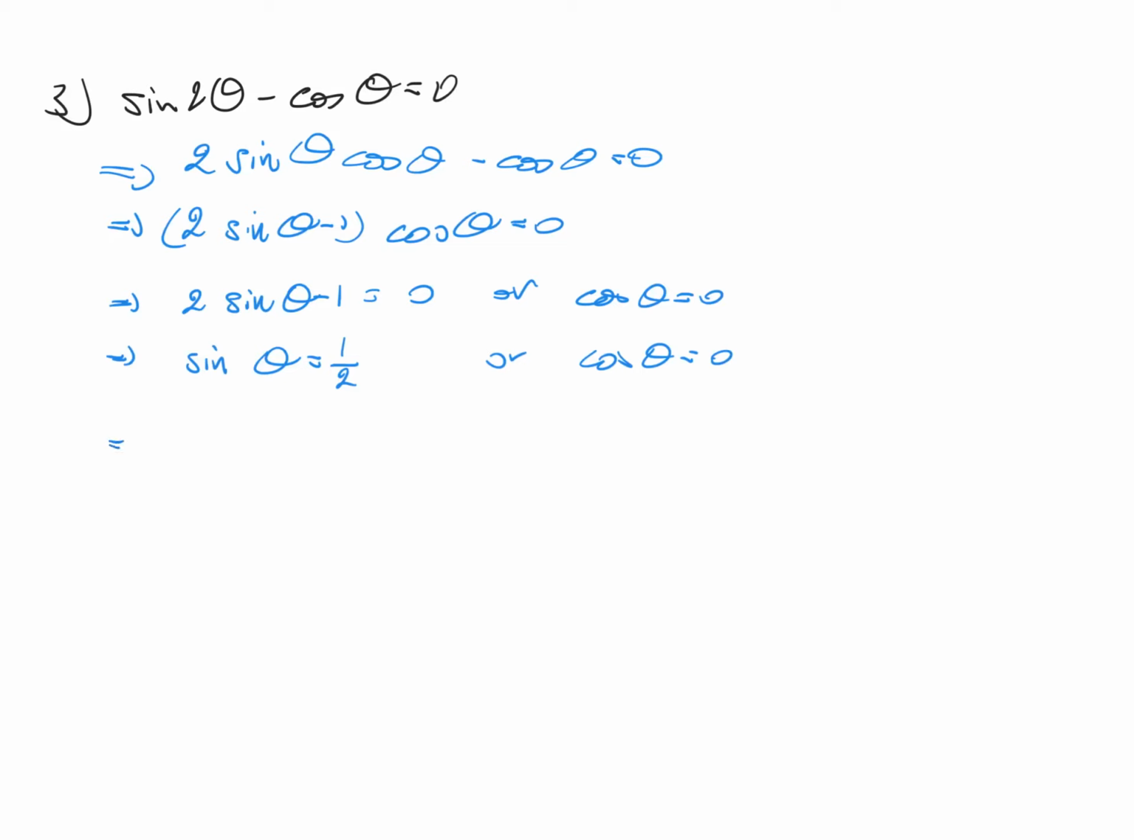Sine of theta equal to 1/2 corresponds to pi over 6, so we get theta is k times pi plus minus 1 to the power k times pi over 6. Cosine theta equal to 0 corresponds to pi over 2, so here we get pi over 2 plus k pi.